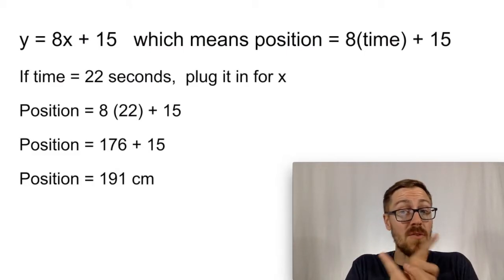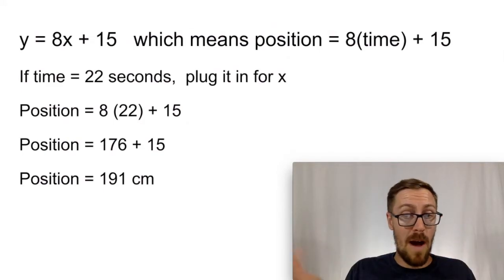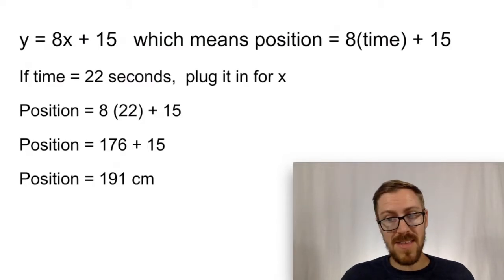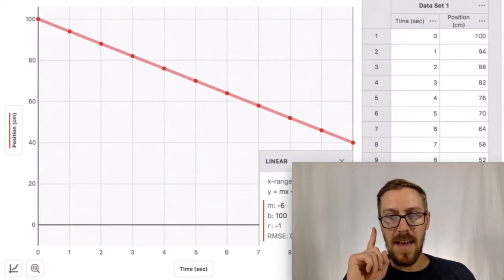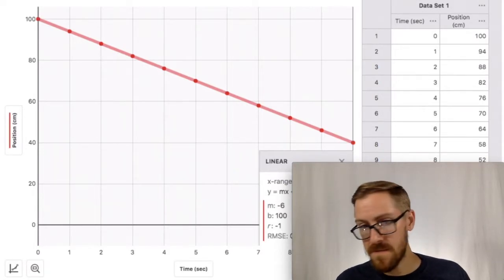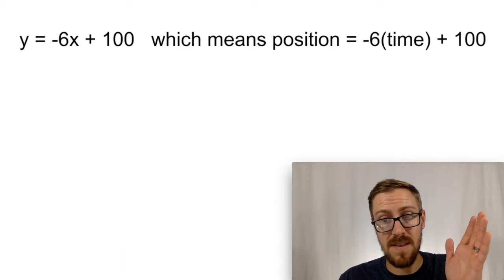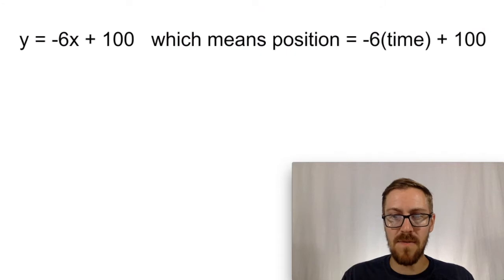Now we can do it the other way too. So let's say I give you a position and then I ask you, how much time did it take us to get there? So I'll use the next example from that other video, which was this. And my face is covering up some of the information, but you can still see the stuff we need, which is the m is negative 6 and the b is 100. So this graph has a y equals negative 6x plus 100. Which means that its position is negative 6 times the time plus 100. That's what our graph gave us.